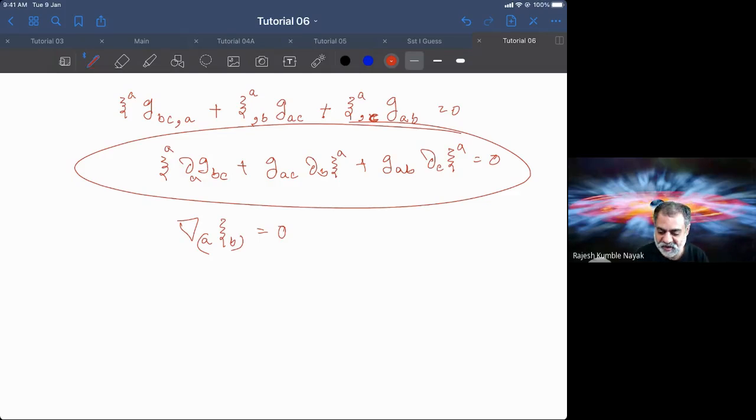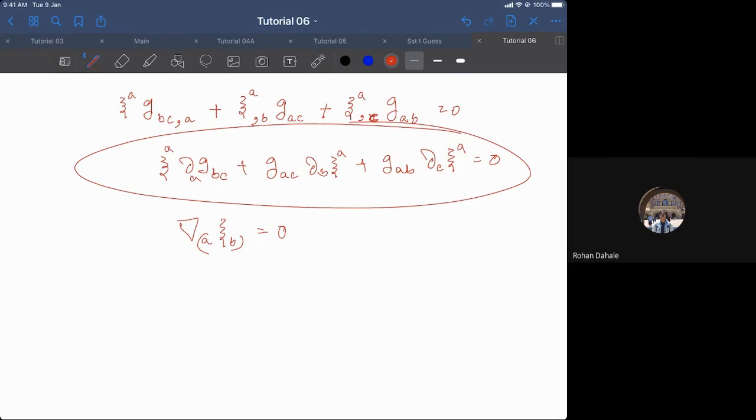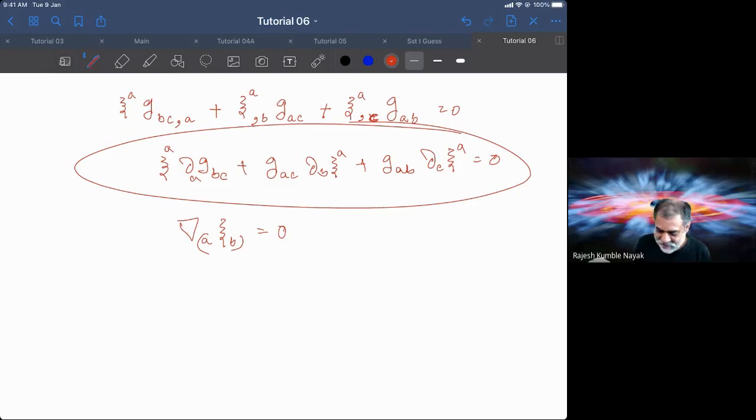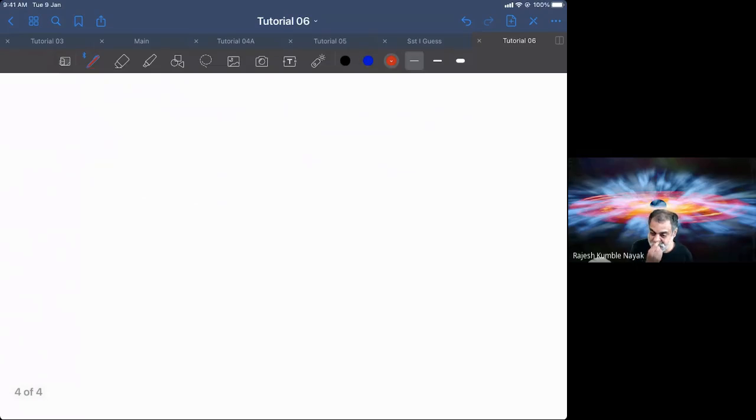Okay. Any difficulties? Is it okay? You all could do it? No, sir, I've stuck somewhere after using the definition of covariant derivative. Okay. Anybody else? Let's try to do this. Where is it? Okay.